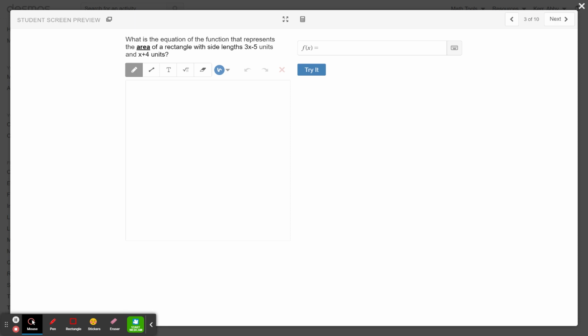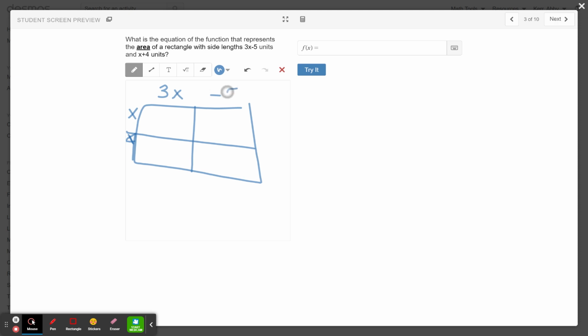Okay, so we want to find the equation of this rectangle. So I'm going to put the x and the 4 here. That should look like a 4, sorry if it doesn't. And then the 3x minus 5. Now remember, it says area, so we're multiplying. 3x times x is just 3x squared. Negative 5 times x is negative 5x. Remember, that was supposed to be a 4.